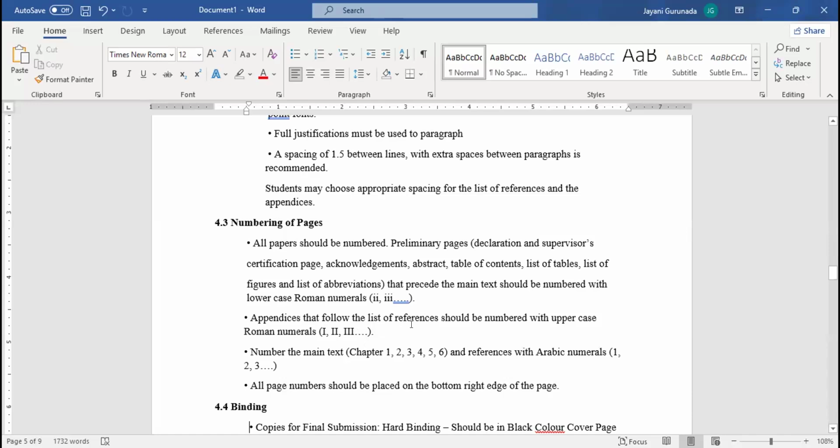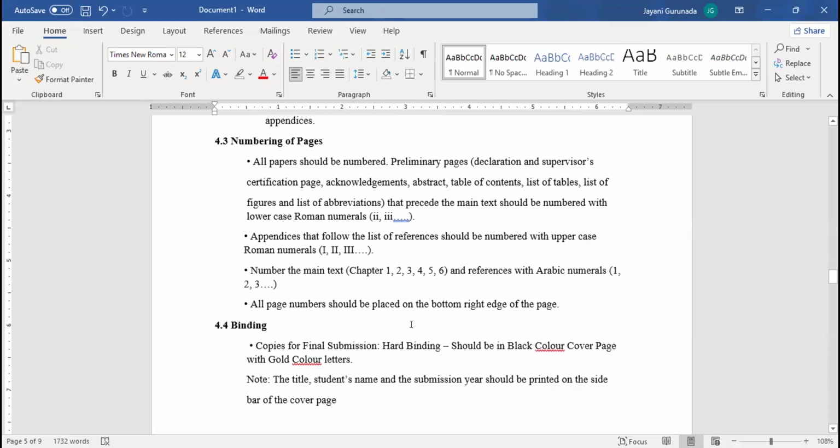Then number the main text. From chapter 1 onwards, number the pages 1, 2, 3, 4, 5, 6. Chapter 1, chapter 2, chapter 3, chapter 5, all the pages from chapter 1 onwards, 1 2 3 4 5, all the pages should be numbered. Hindu-Arabic, that is what we call them. Those are Roman numbers, Hindu-Arabic numbers.